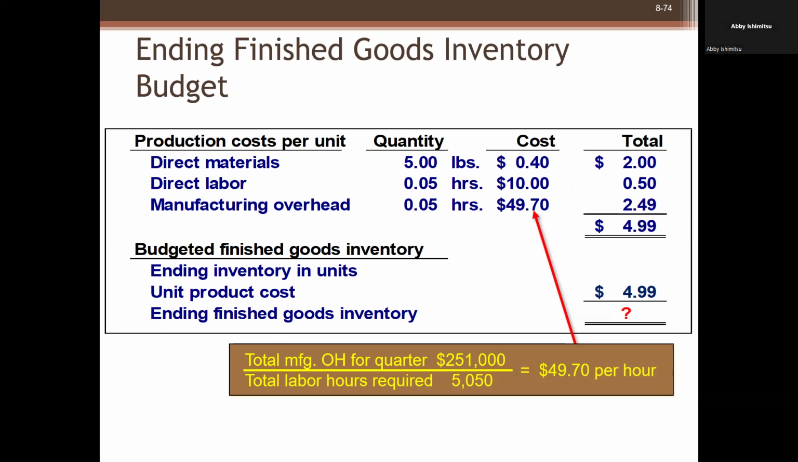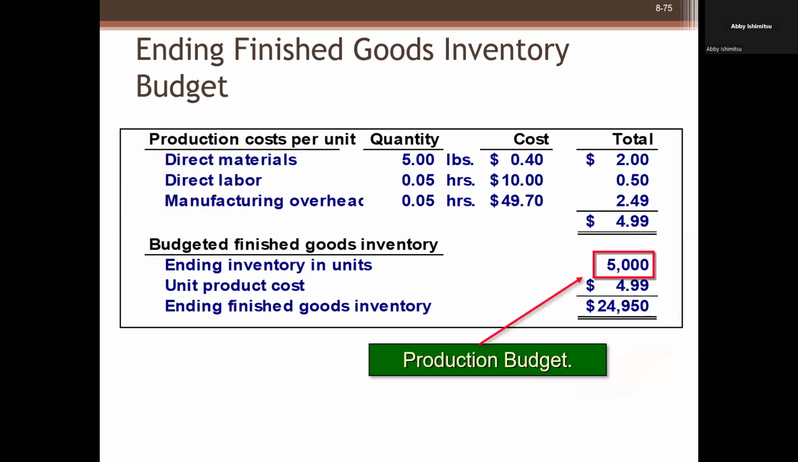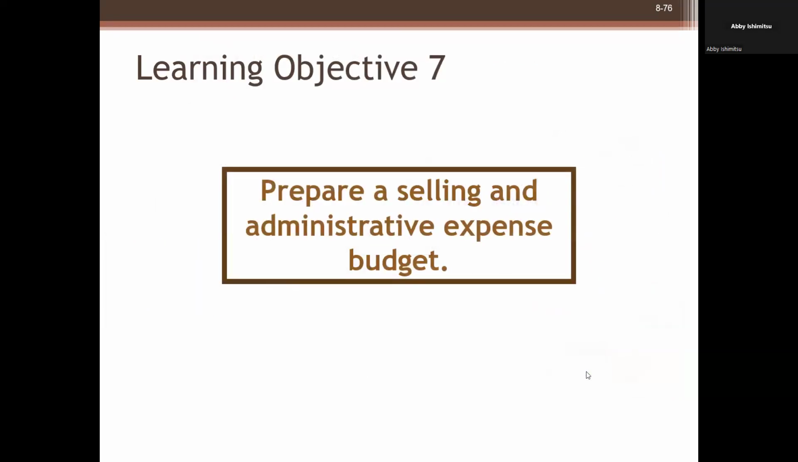Okay. So the question is, what is the cost of our finished goods inventory. Okay, so what is our finished goods in units? We have to go back and look up that number, which we get off of the production budget. We ended up June 30th. If you page back to the June 30th, to the production budget, your ending inventory for June is 5,000 units. So therefore, our finished goods inventory, our T account for finished goods, has 24,950 in it. Okay. All right.